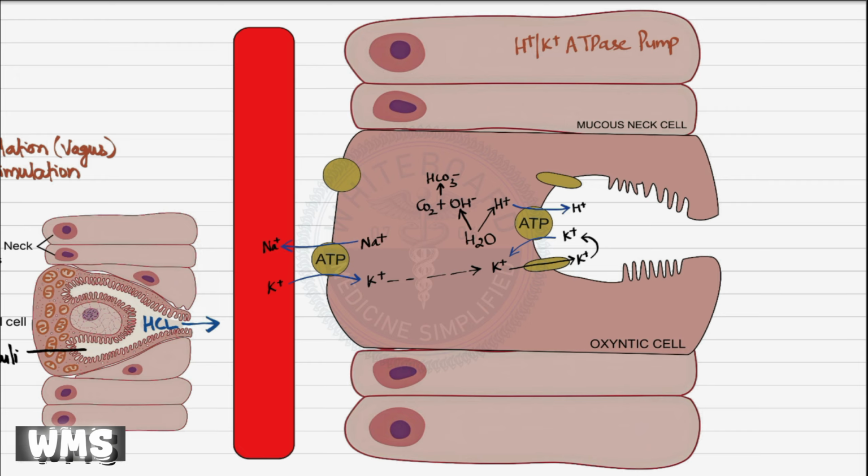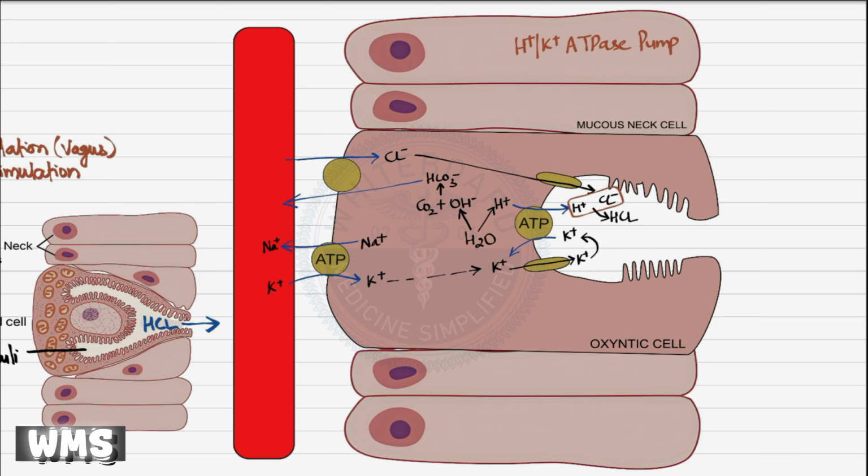And this bicarbonate is then transported into the blood in exchange for chloride ions. Now these chloride ions, after entering the parietal cell from the blood, also move into this same canaliculus through chloride channels. So importantly, both hydrogen and chloride ions meet in the canaliculus. Here, they combine to form hydrochloric acid.